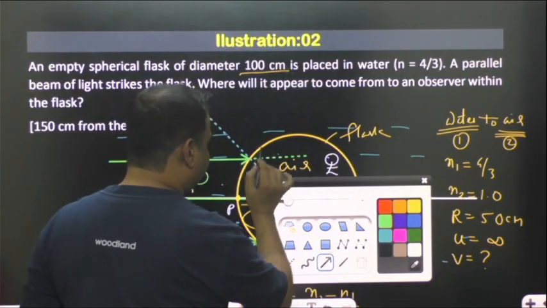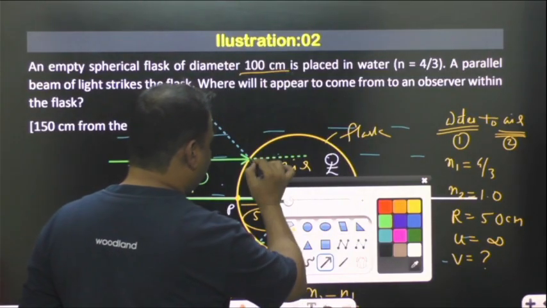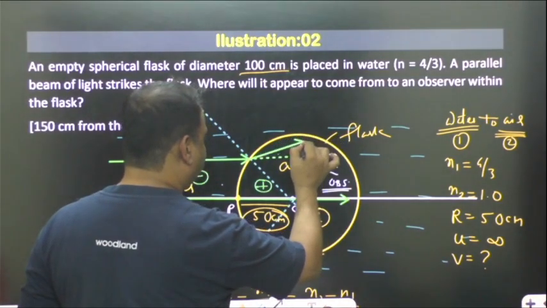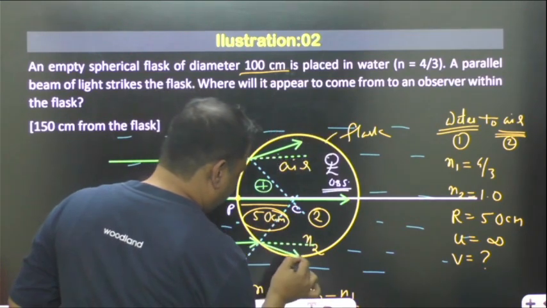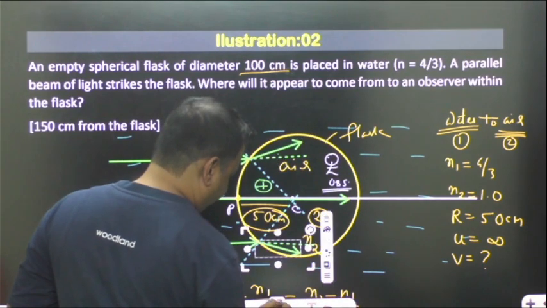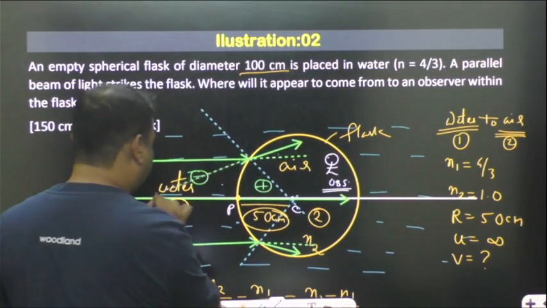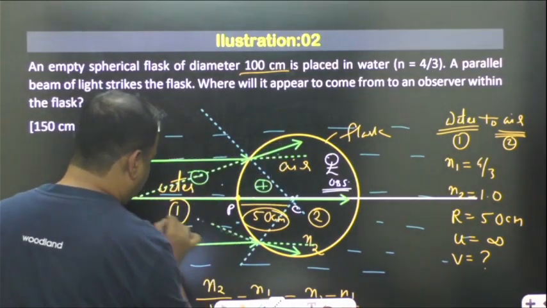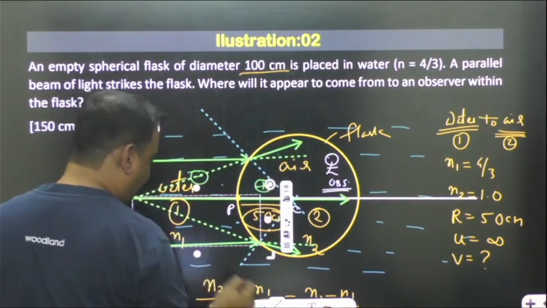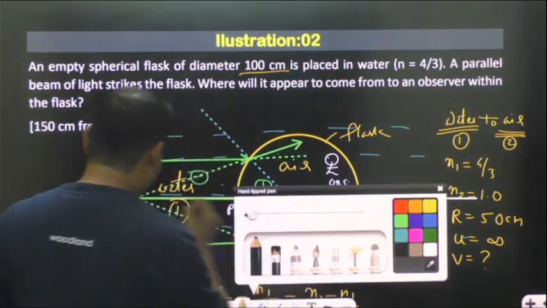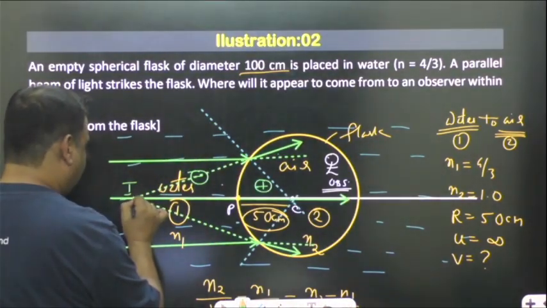Ray is going from denser to rarer medium, it will bend away from the normal, so it will go something like this. And since rays follow rectilinear propagation, we will produce this backward and they would appear to be coming from this point. So this is your image, as we have seen.